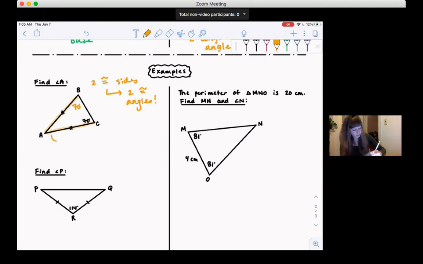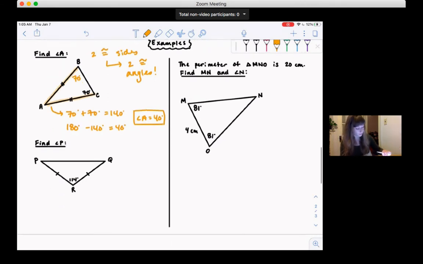Now to find angle A, we're just going to use triangle sum. 70 plus 70 is 140. We know all the angles together make 180, so we can do 180 take away 140, and we get 40 degrees left over. So angle A is equal to 40 degrees. And we used isosceles triangles and the triangle sum theorem to find that. Okay, let's try another one.